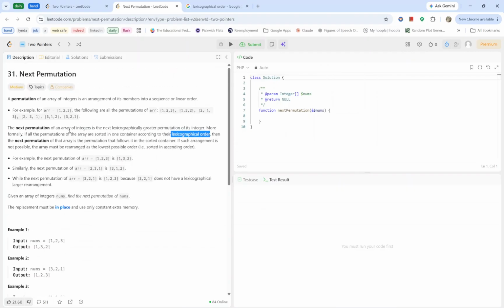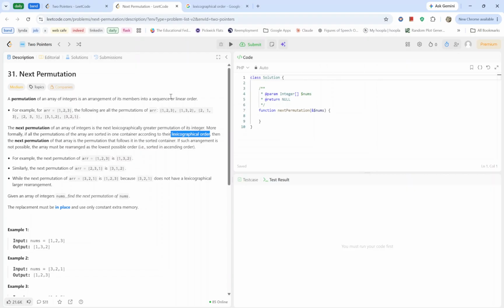The next permutation of array integers is the next lexicographically greater permutation of its integer. More formally, if all the permutations of the array are sorted in one container according to their lexicographical order, then the next permutation of that array is the permutation that follows in the sorted manner. If such arrangement is not possible, the array must be rearranged as the lowest possible order.